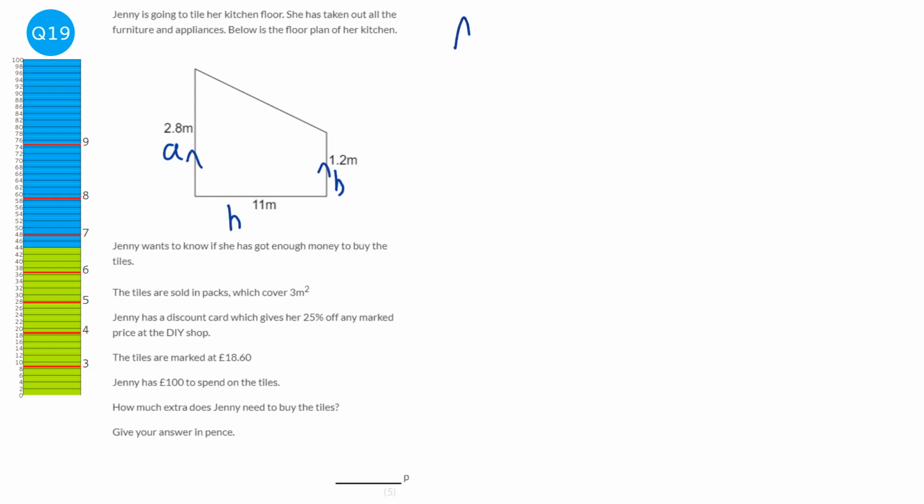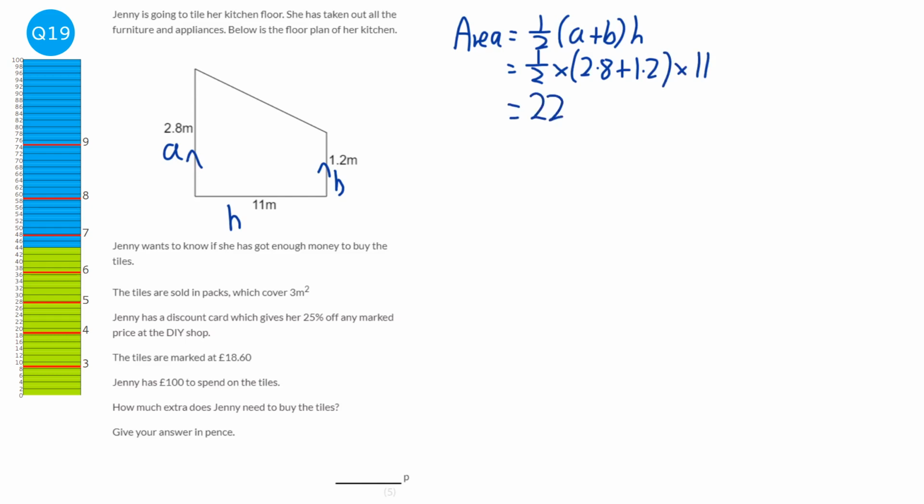So we're going to start off by writing down the formula, so it'd be half A plus B H, so half times 2.8 plus 1.2 times 11. And when we do that, we get 22. So the area of the floor is 22 meters squared.